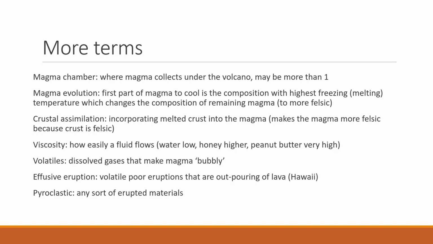That's an effusive eruption. And then pyroclastic, this is any sort of erupted materials. So this is the ash, this is the solid bits. So these are the materials that are then going to become the rocks that are basically sedimentary igneous rocks. So these are things like our tuffs, our pumices, our scorias, etc.